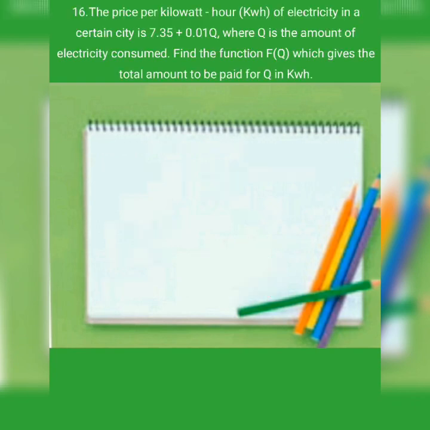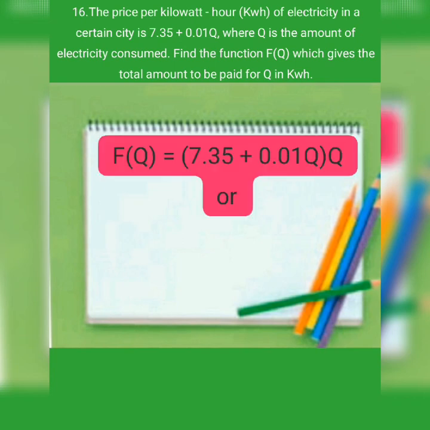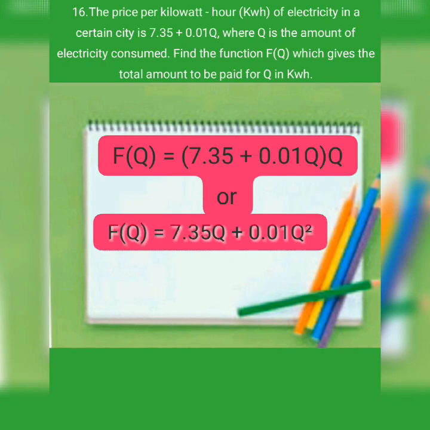The price per kilowatt hour of electricity in a certain city is 7.35 plus 0.01q, where q is the amount of electricity consumed. Find the function f of q, which gives the total amount to be paid for q kilowatt hours. f of q is equal to the quantity 7.35 plus 0.01q times q, or f of q is equal to 7.35q plus 0.01q squared.